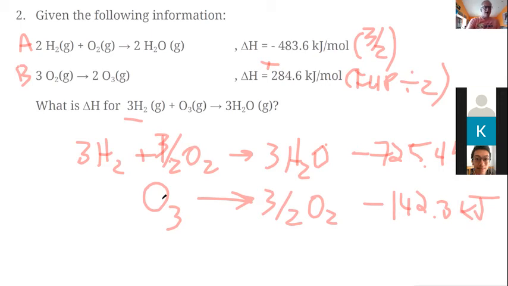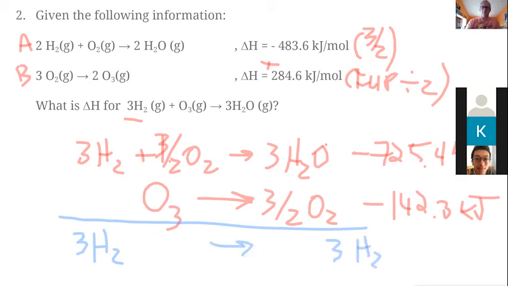Okay, so now we take stock and add these things together. Net at the end, I've got 3 hydrogen molecules. That's good. I've got 3 moles of water. That's good. I've got 1 mole of ozone. That's good. And what about the oxygen? It cancels out, because I've got 3/2 moles as a reactant and 3/2 moles as a product. So that goes away. These are the only 3 things I have left: 3H2, 1O3, 3 waters, which is exactly what we wanted.